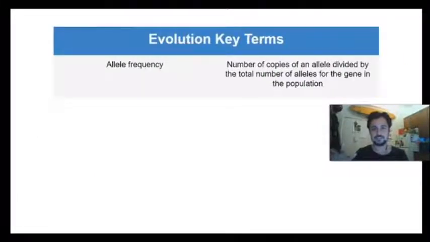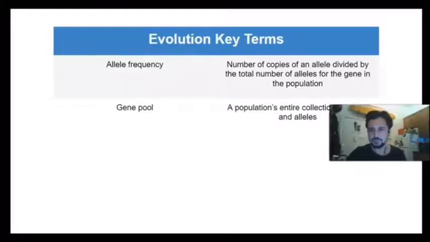If you guessed 2 million, you were right. 2 million alleles. So when we're talking about diploid organisms, usually the total alleles in a population is double the number of individuals in the population because each individual has a pair of each chromosome. So allele frequency is the number of copies of an allele divided by the total number of alleles for the gene in a population. So when we're talking about allele frequency, we're talking about the relationship between the dominant and the recessive alleles, or whatever polymorphic alleles you have in that population.